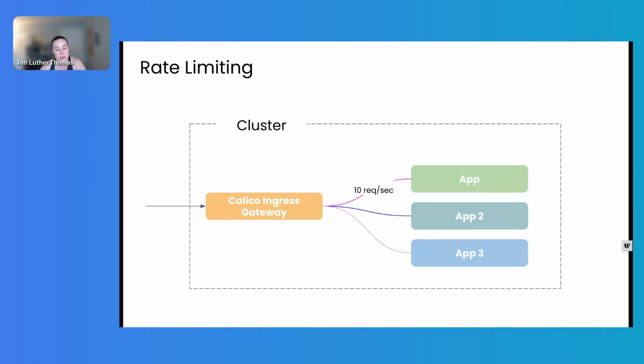You might also put in place rate limiting, so you can do this based on headers as well. So you might want to rate limit certain users coming in if the header has that value. People might put rate limiting in place just to protect services from being overloaded, create API request limits, or prevent malicious activity such as DDoS attacks.